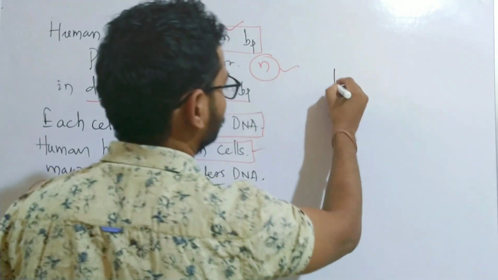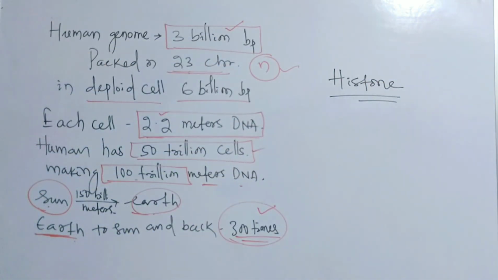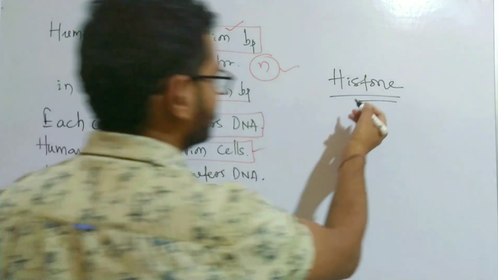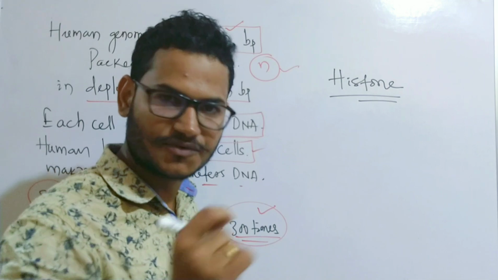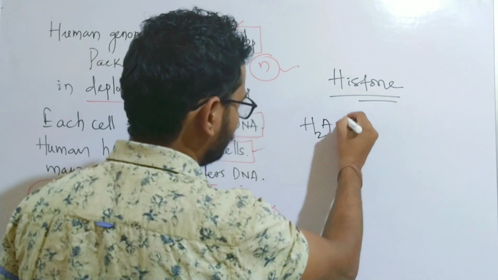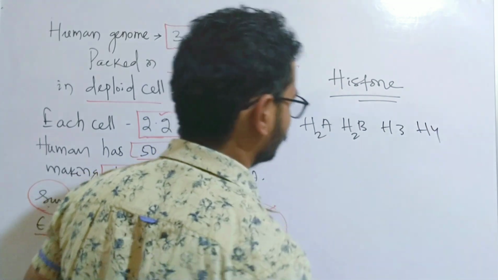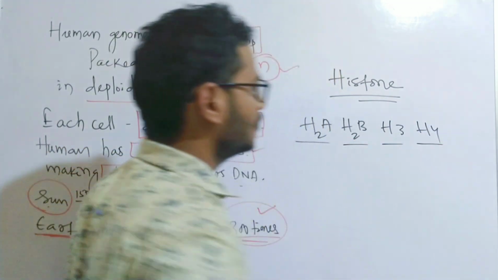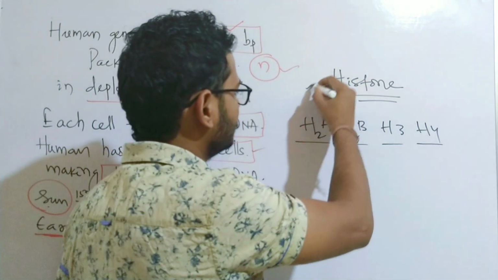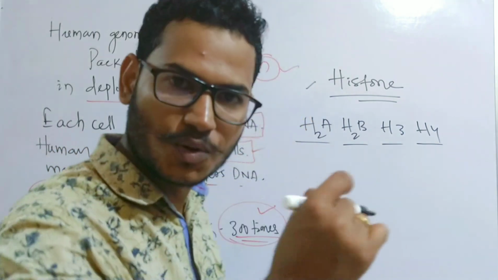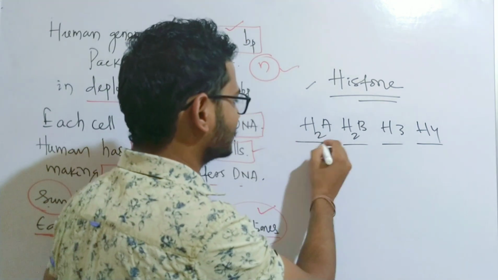It is nothing but the histone. The histone protein plays an important role in this. So what is histone? Histone is made up of 4 different types of proteins. They are H2A, H2B, H3 and H4. These are the 4 different proteins, 4 different parts of the histone. Remember, these 4 proteins are present in 2 number. So in pairs they are present.